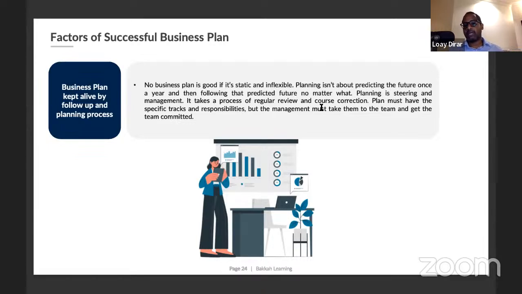A plan must have the specific tracks and responsibilities, and everyone needs to be committed and realigned. So always make sure that your business plan is updated with relevant information, keep it up to date, and make sure that everyone is committed by conducting as many alignment and realignment meetings and sessions as possible. And it can even be in the form of a short video that you send to your employees if you work in a big organization.